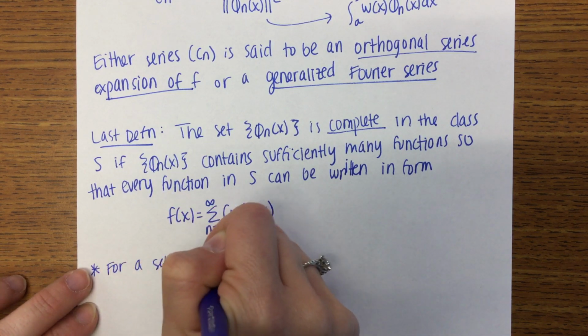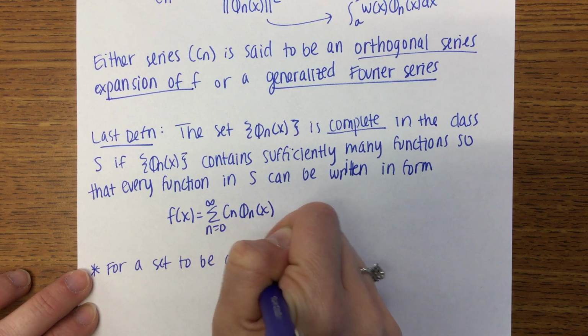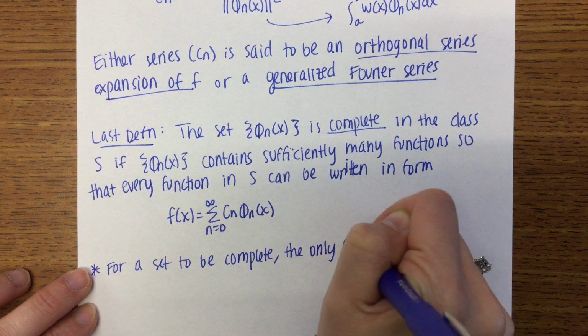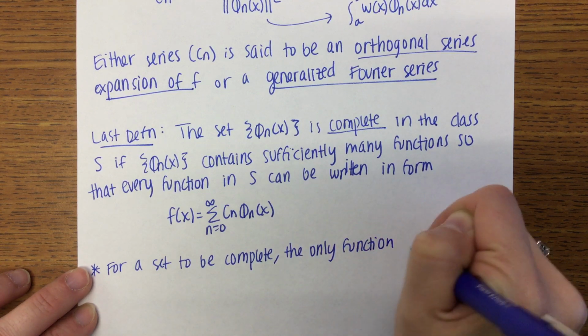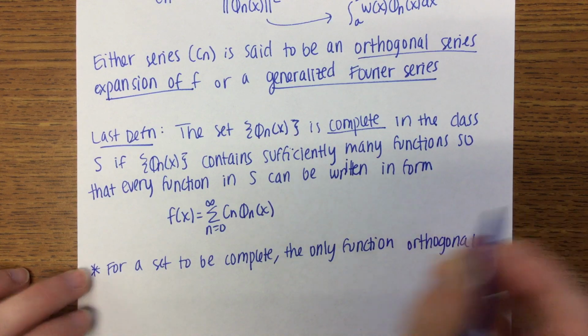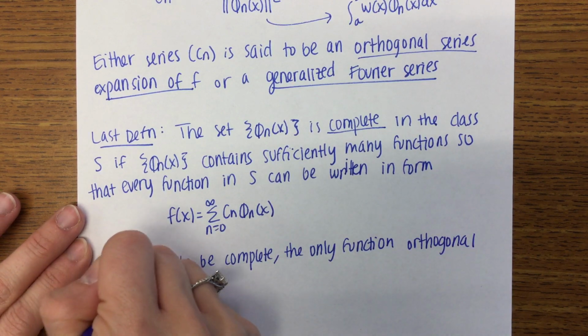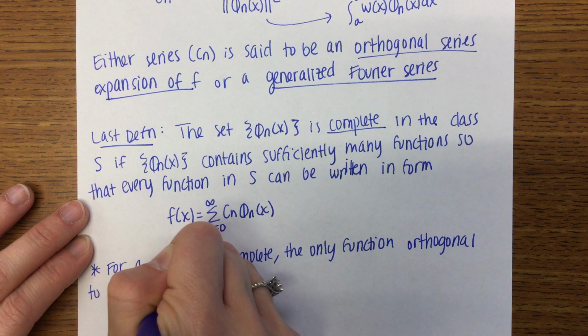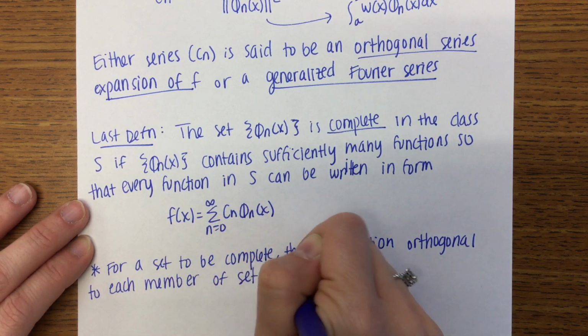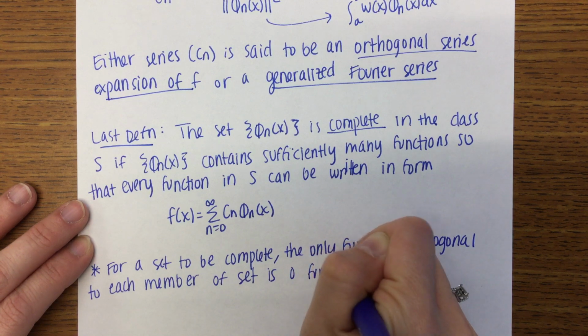For a set to be complete, the only function orthogonal to each member of the set is the zero function.